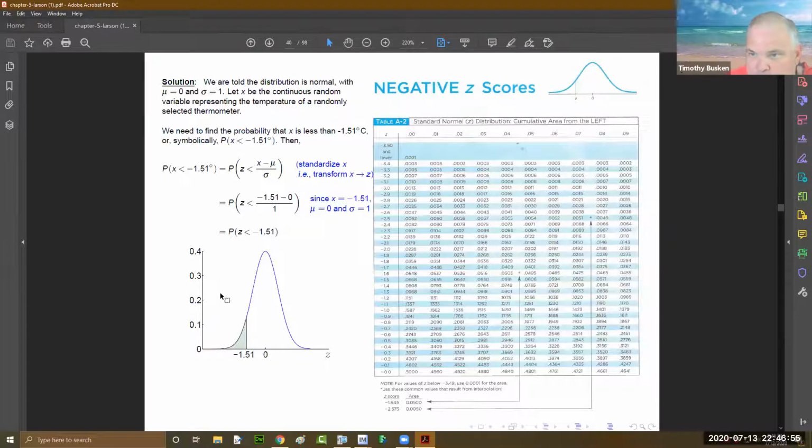Nevertheless, the probability we're trying to find is equal to this area right here underneath the curve, the cumulative area to the left of negative 1.51, since it's a less than. So how that's done with the z-table is the following.